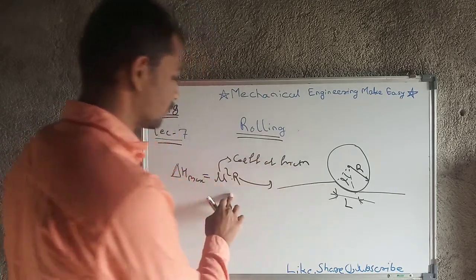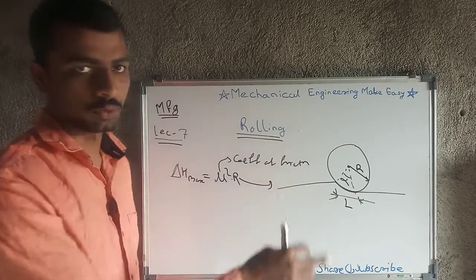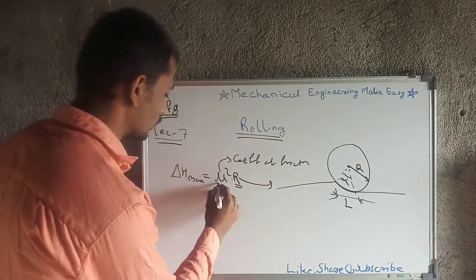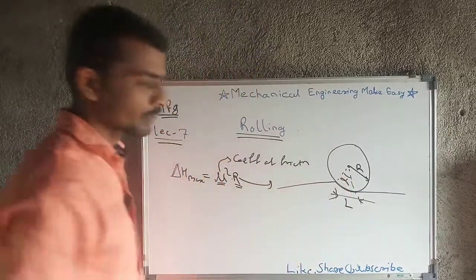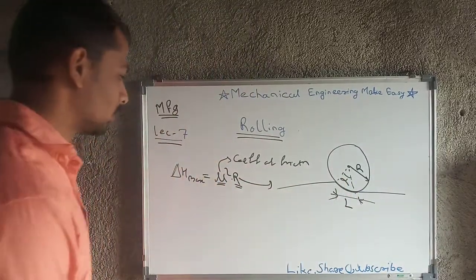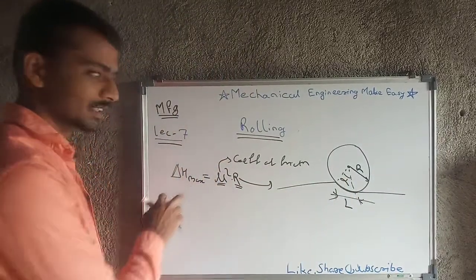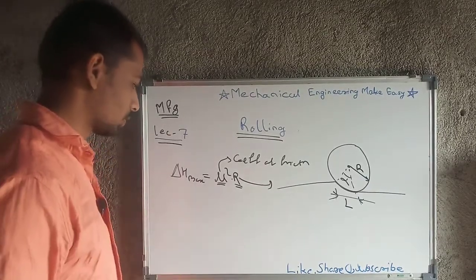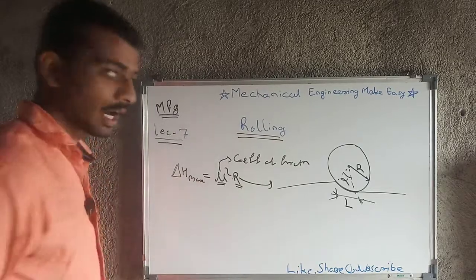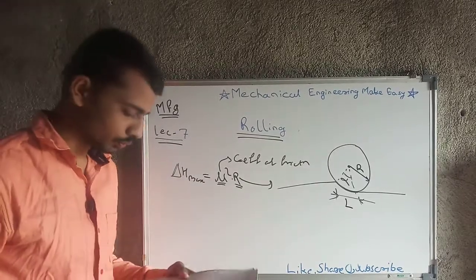Okay, mu is the coefficient of friction and R is the radius of the roller. So depending on R and the coefficient of friction between the workpiece material and the roller surface, depending on these two parameters, the maximum change in thickness that we can achieve is going to be defined. Okay, and the formula is mu square R. Note down this formula also.